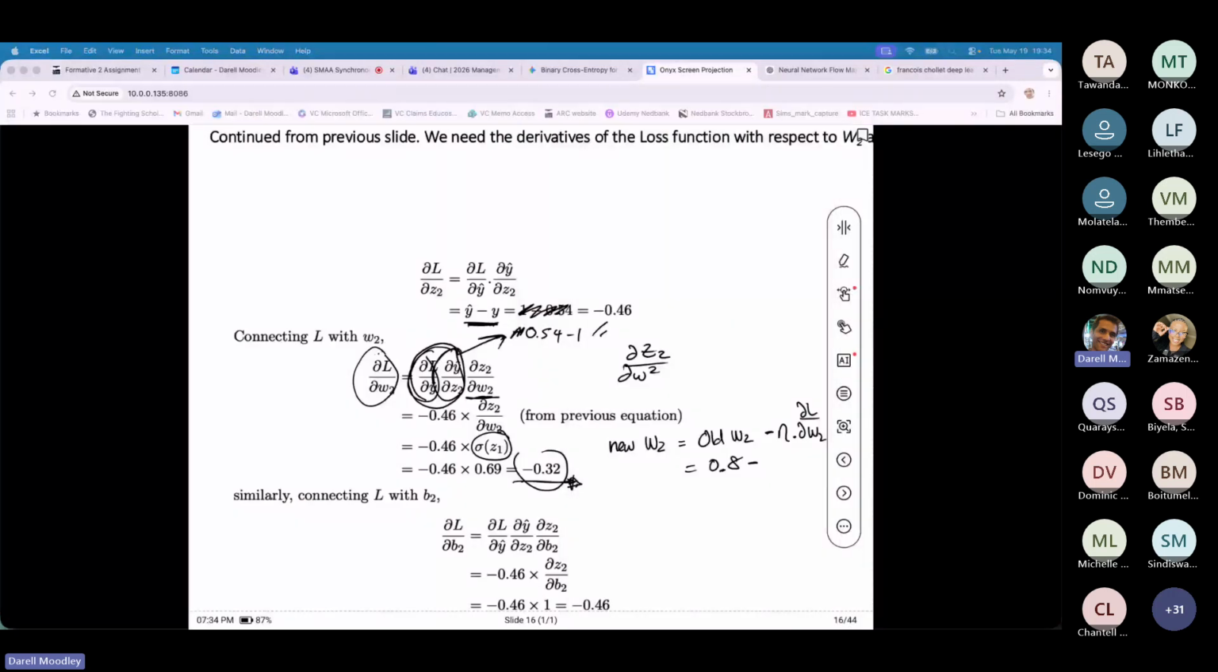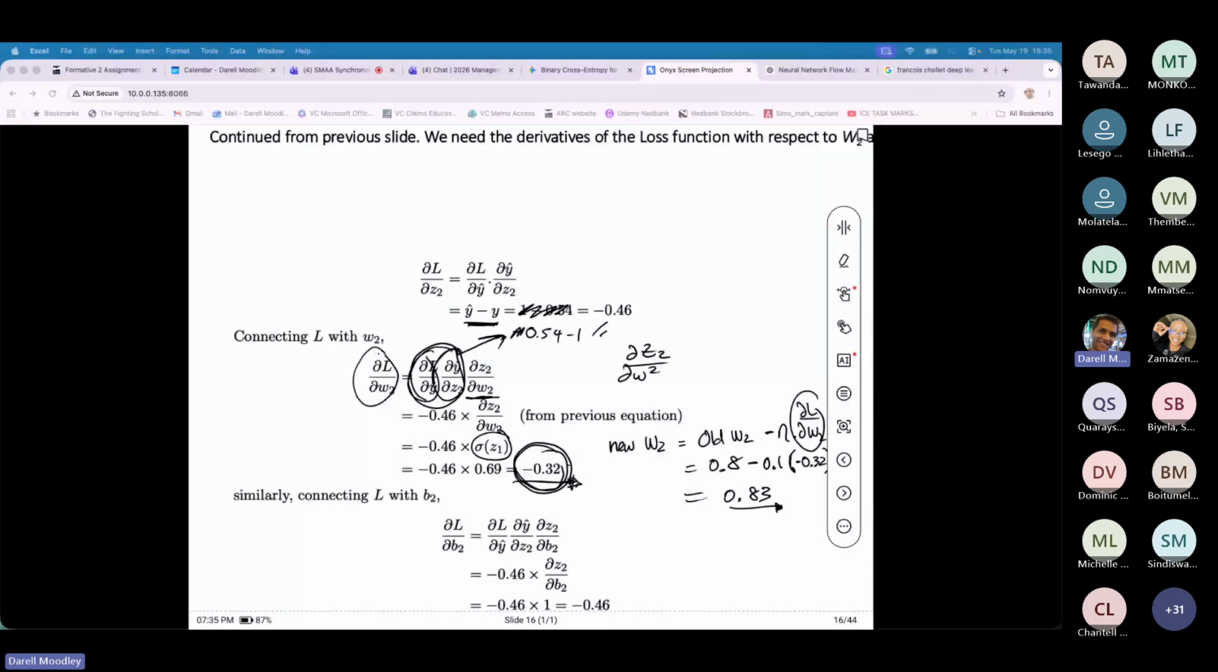So your eta is 0.1, and your derivative, which is what we just spent a lot of time trying to work out, is minus 0.32. And if you work this out, that'll be your updated W2, which I think is 0.83. So now you understand how derivatives are used to update your weights and your bias.